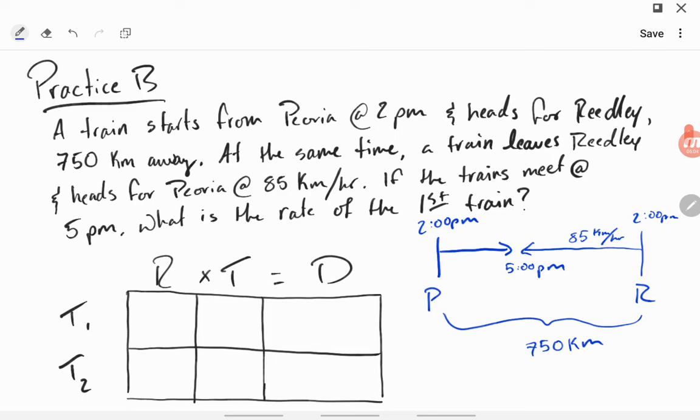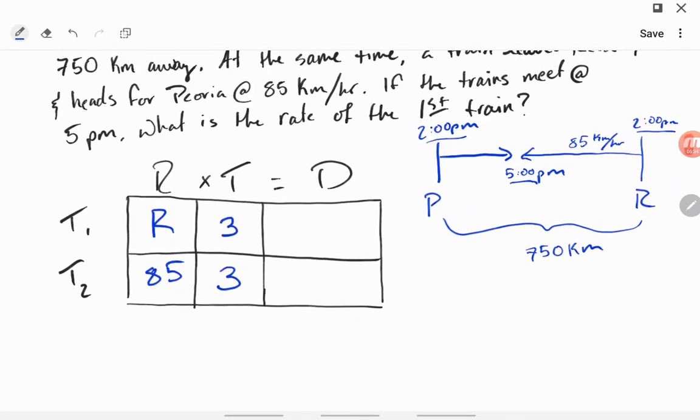So we're looking for the rate of the first train. Look, we already know the rate of the second train. And so we need to solve for this guy right here. We need to figure out what that rate is. Well, how long have these two trains been going? Well, I can go from 2 p.m. to 5 p.m. Oh, well, they've both been traveling for 3 hours. That's lovely.